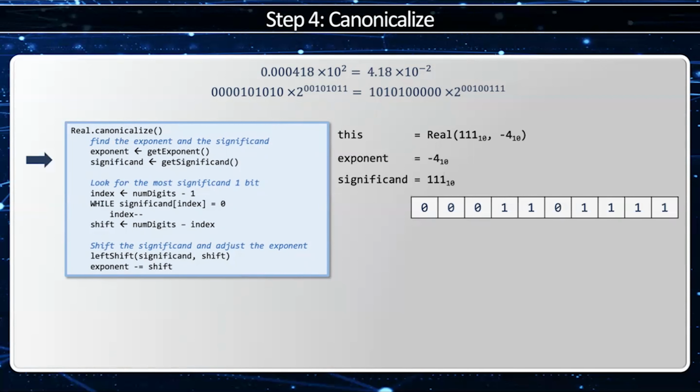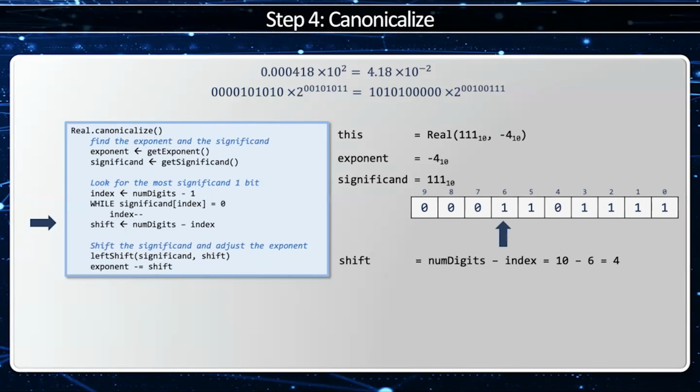Add that all up, and you get 111. So I'm going to start with the most significant digit. I'm going to move right until I find a 1. In this case, that's going to be at index 6. And so my shift will be num digits minus index. So num digits is 10 because my significant bit field is 10. And then my index is 6 because that's where my most significant bit is. So 10 minus 6 is 4. So I've got to shift the decimal point to the right by 4 digits.